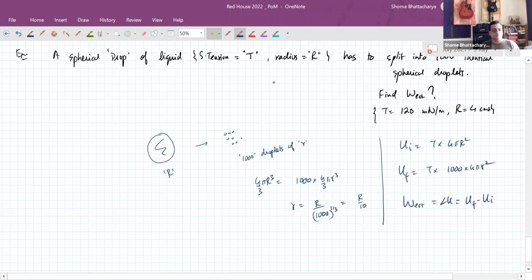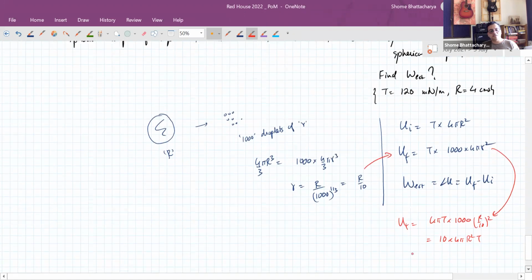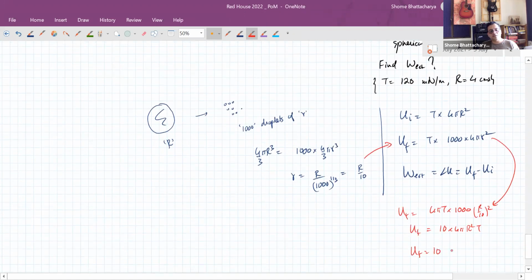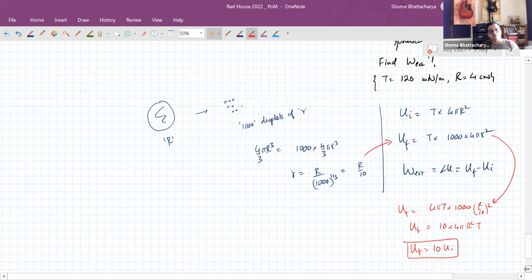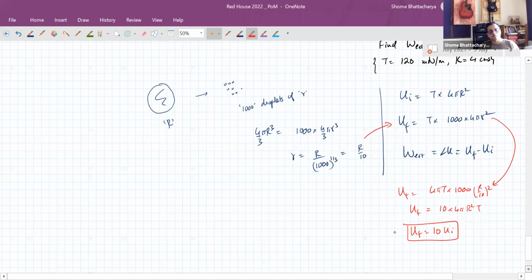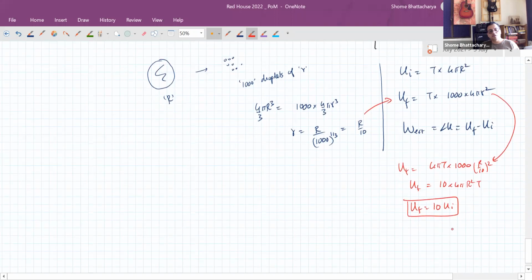Okay. So now substituting this information here, you can see that the final energy will become 10 times 4 pi r square. Is that correct? Okay. So the final surface energy is becoming 10 times the initial surface energy. So the work done is delta U, that is going to be 9 times 4 pi r squared.